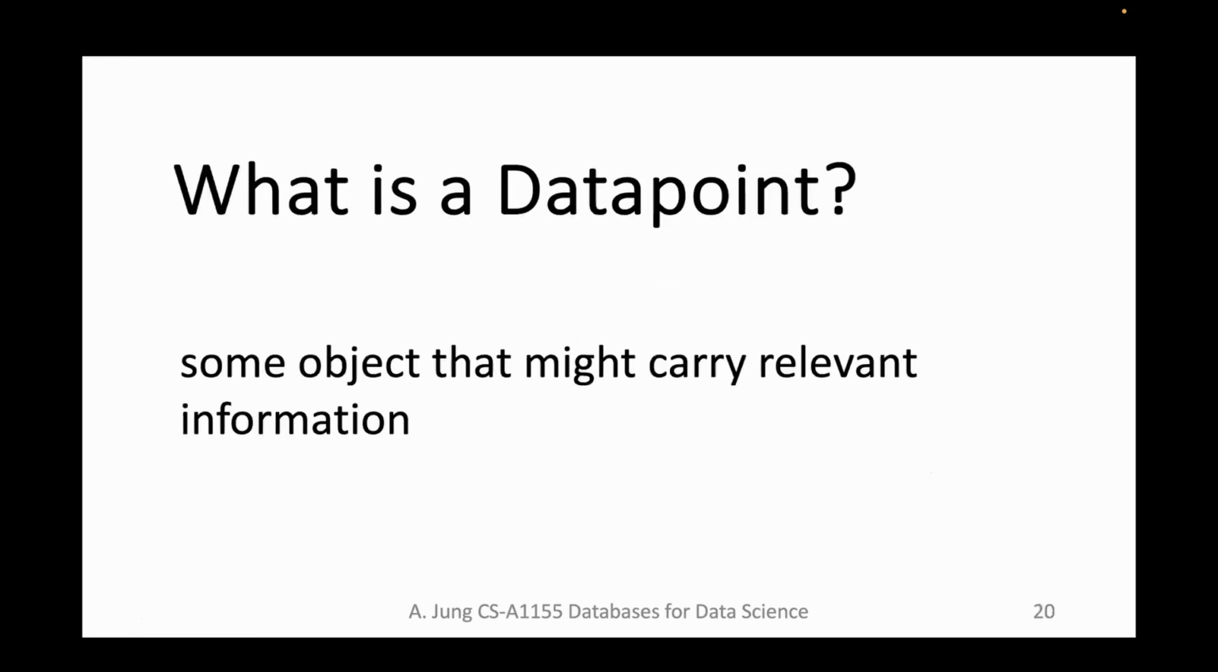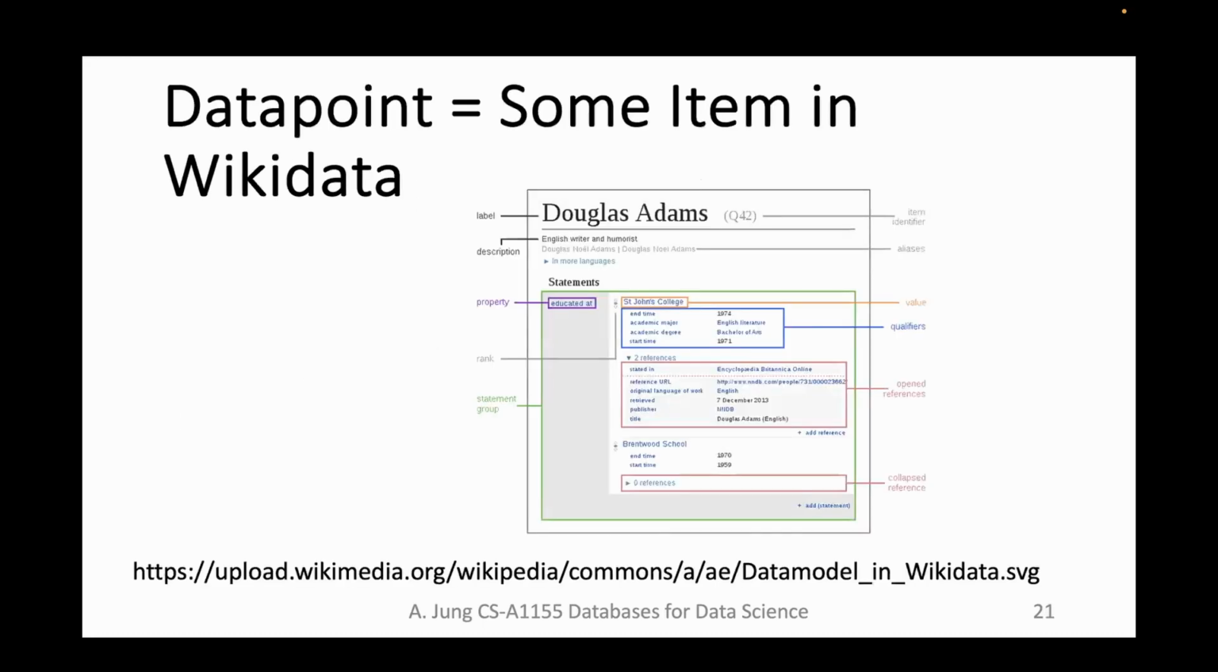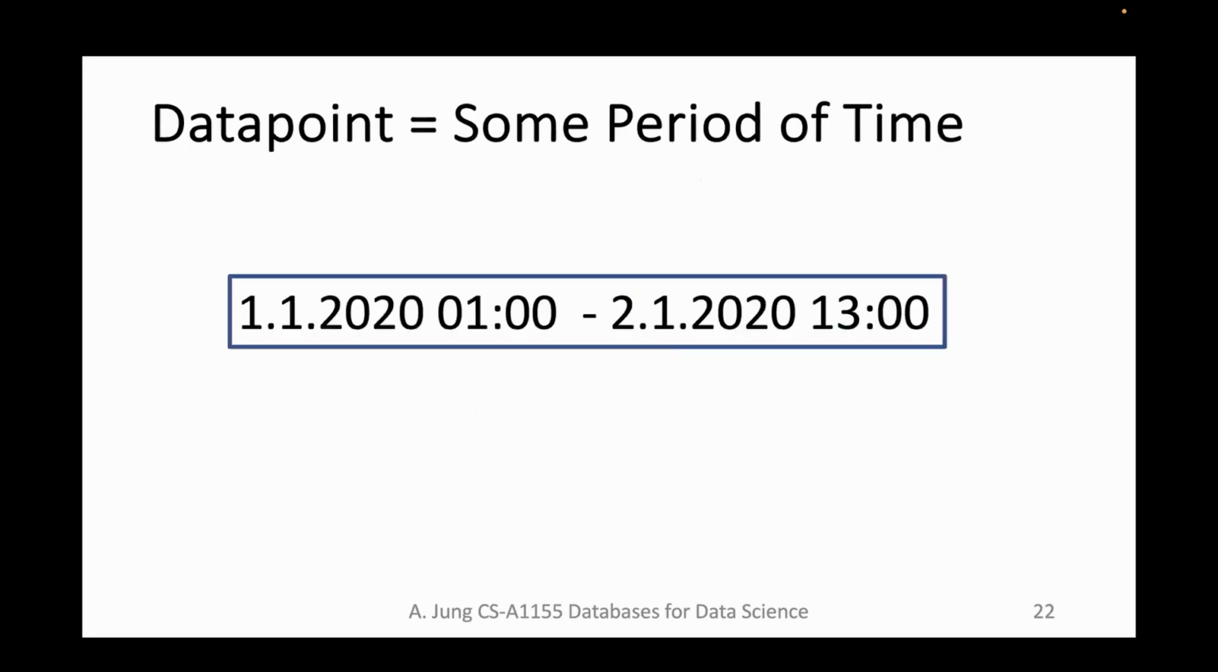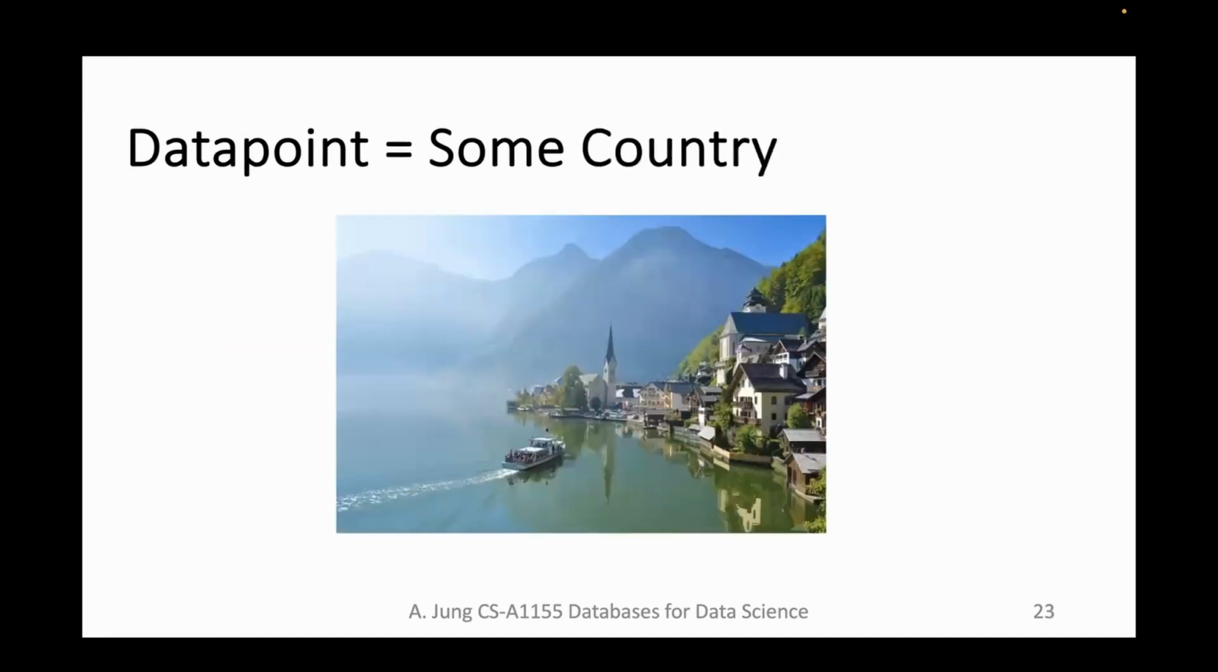But what is a data point? What is then a data point? For me, the best informal definition that I have come up with so far is it's just some object that might carry relevant information. And this can be many different things. It doesn't need to be bits and bytes. Like here, some item in Wikidata could be a data point, some period of time. So I define a data point as being everything that happens between the 1st of January 2021 AM till 2nd of January 2021 PM. So one data point is just one period of time.